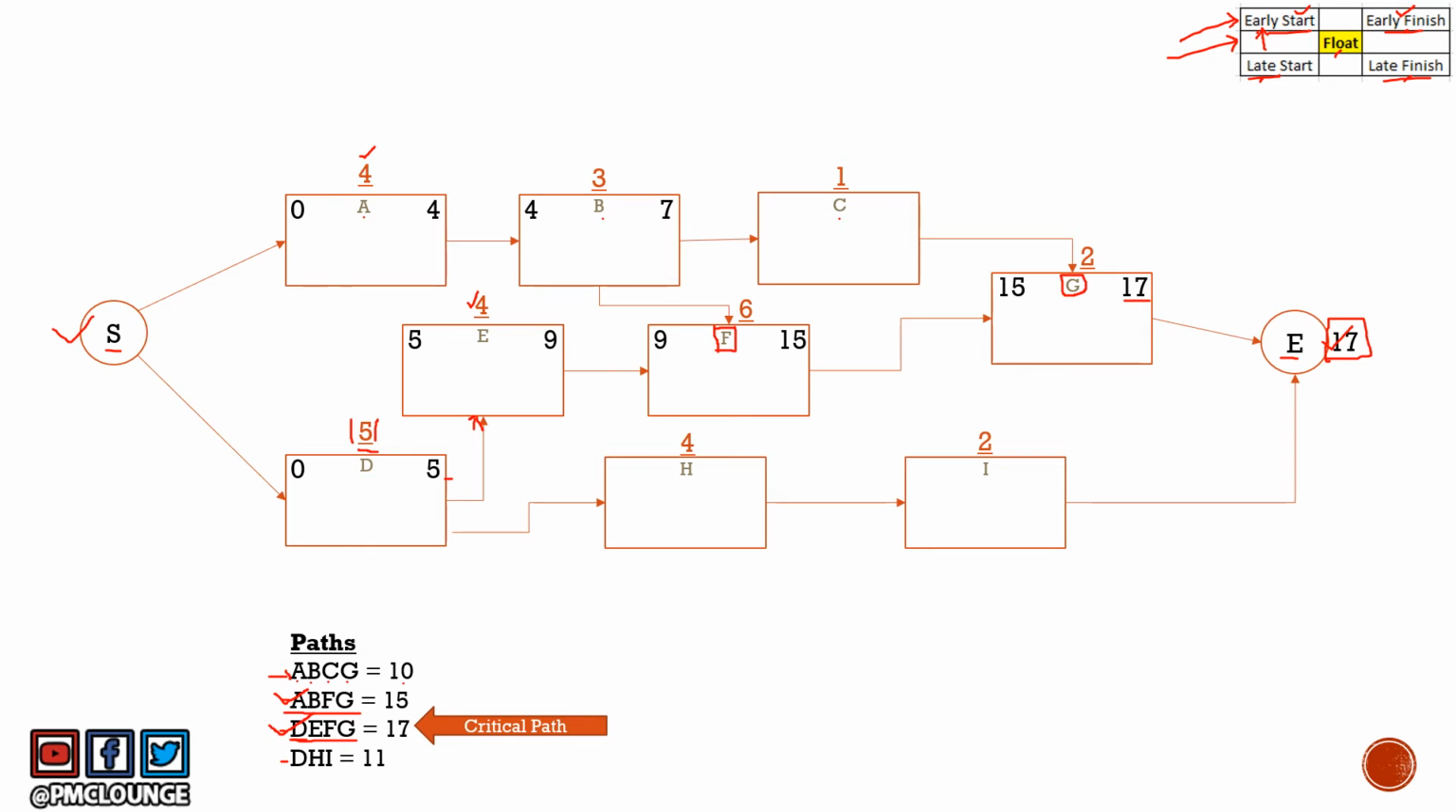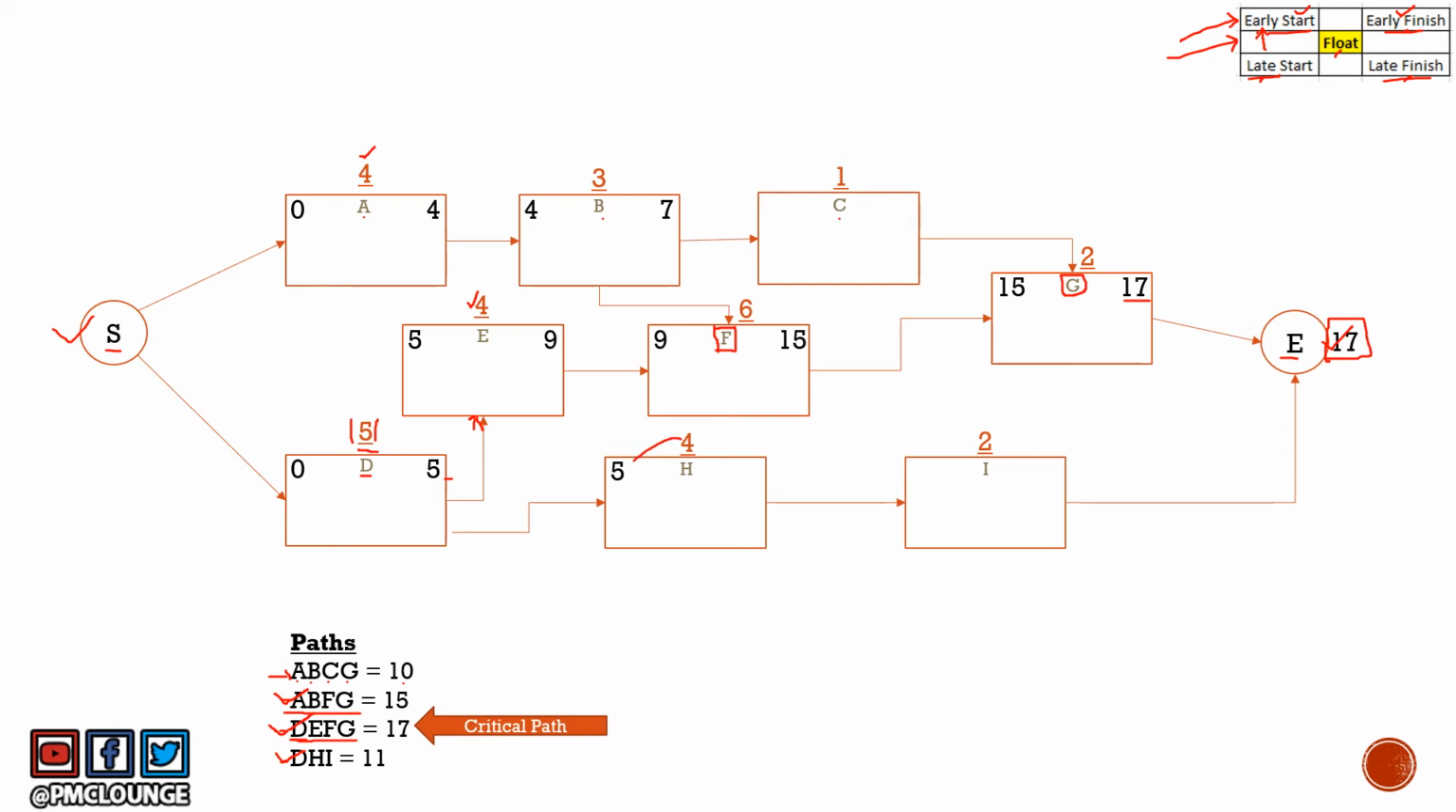Next, the longest path is D, H, and I. So D begins at 0 and ends at 5. We already calculated this in the critical path. So let's move ahead and talk about H. H can begin at 5.